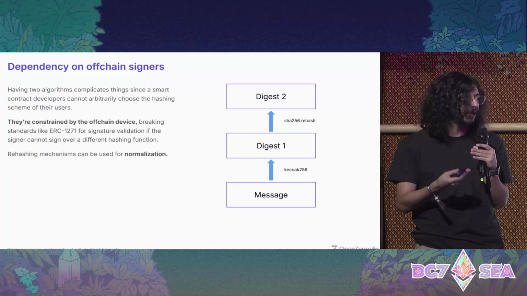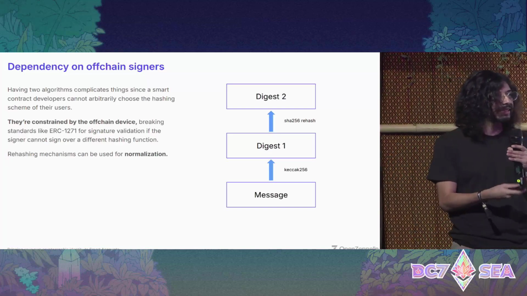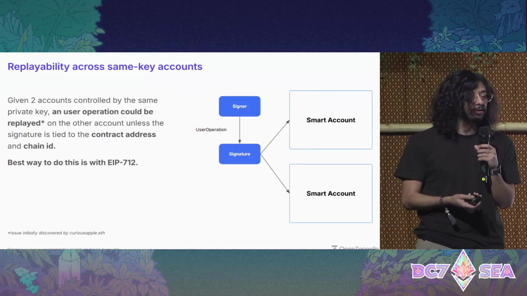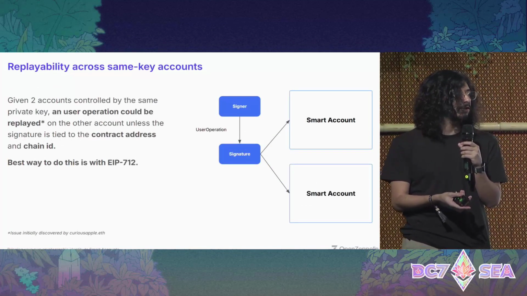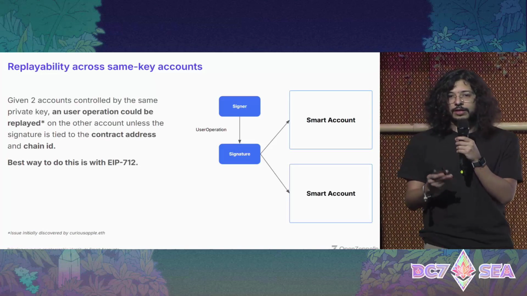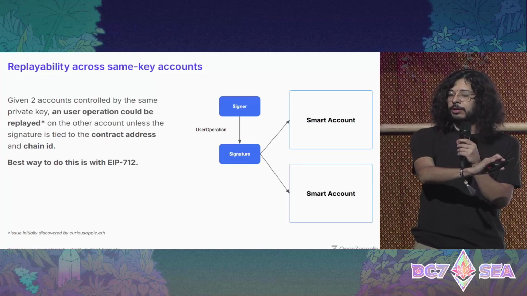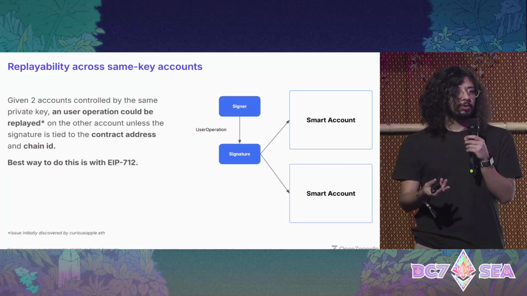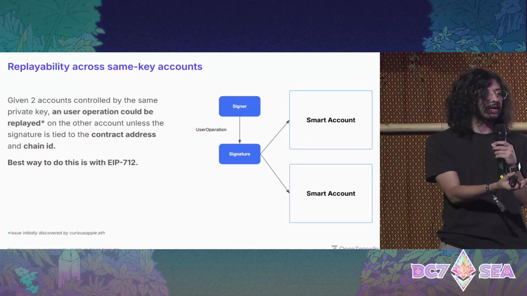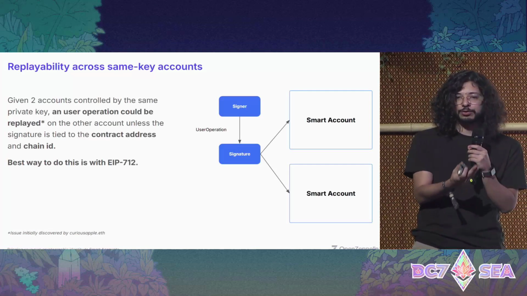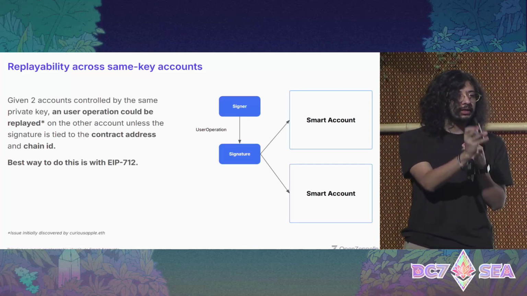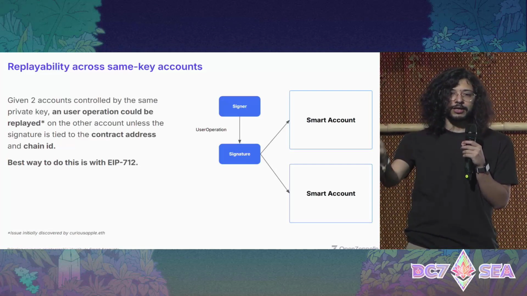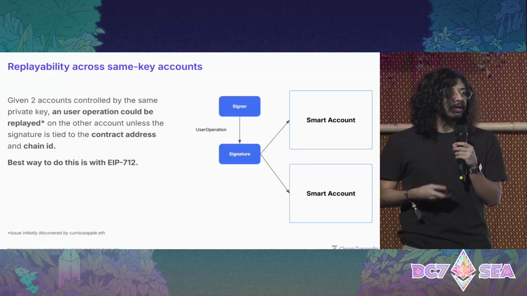It's probably becoming a mess if we don't take care of standardizing this or something similar. So another thing to take into consideration is replayability across same key accounts. Let's say you have account A and account B, and both are controlled by the same key. Well, then there is the possibility that if you sign a transaction to send, let's say, 1 Ether to Vitalik on one account, that same signature can be used on your other account to transfer 1 ETH again to Vitalik, right? This is not ideal.